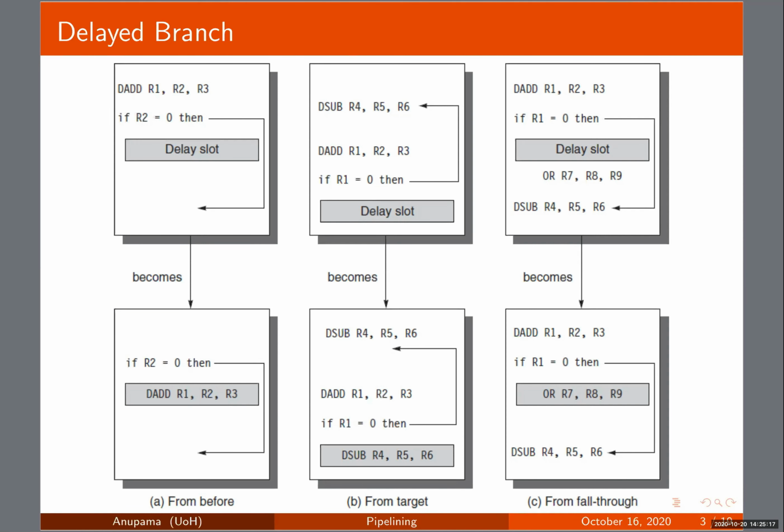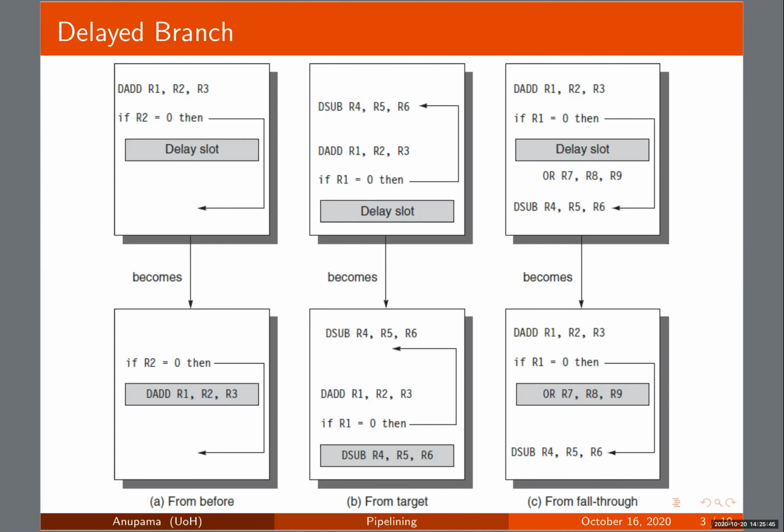Like I said, if you say DADD R1, R2, R3, and then instead of saying if R2 equal to 0, this had been if R1 equal to 0, then until you calculate R1, you cannot take the branch. You cannot move DADD into the delay slot because the decision of the branch is based on the output of DADD.